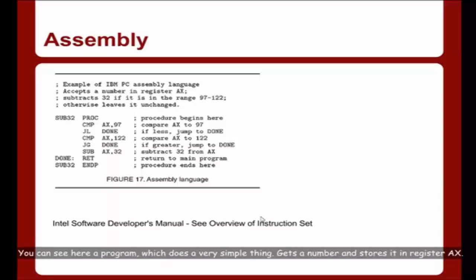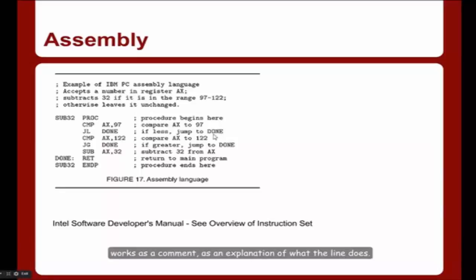You can see here a program which does a very simple thing, gets a number and stores it in register AX, and if this number is in the range 97 to 122, it subtracts 32, otherwise leaves this number unchanged. When we write assembly language, we usually accompany each line with an English statement that works as a comment, as an explanation of what the line does.